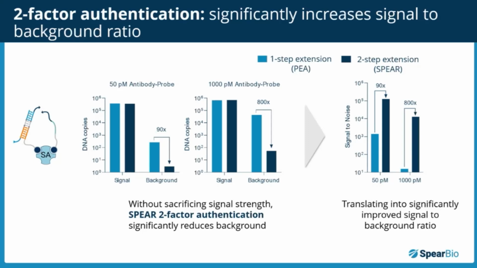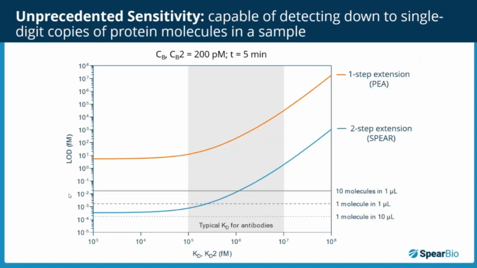The higher the probe concentration used, the more improvement can be achieved, which is practically important for developing assays with antibodies of various affinity. We also simulated the achievable sensitivity of SPEAR with antibodies of various KD in the range of 100 picomolar to 10 nanomolar, which is the typical KD range for commercially available antibodies.